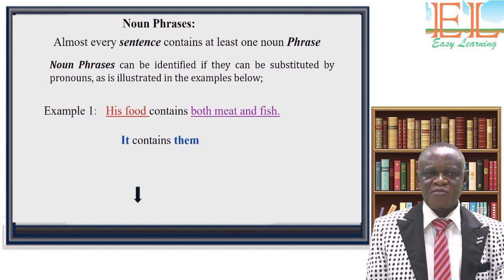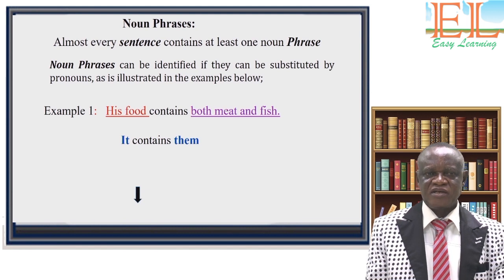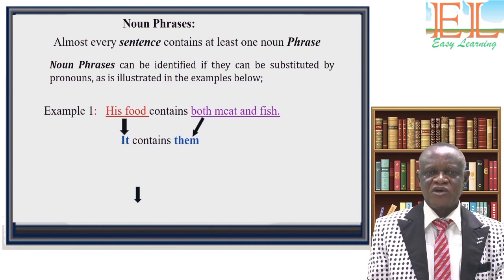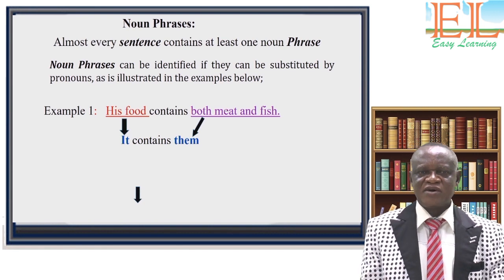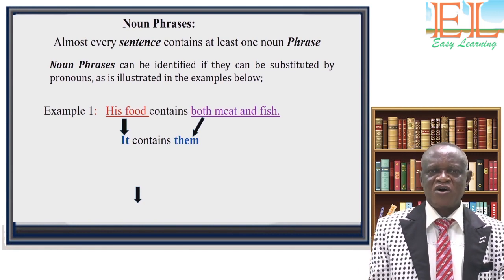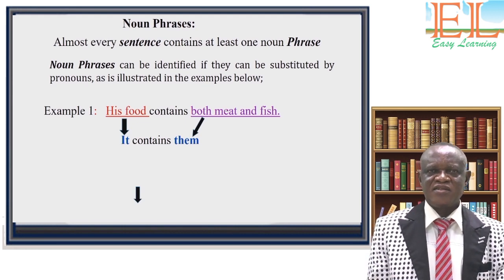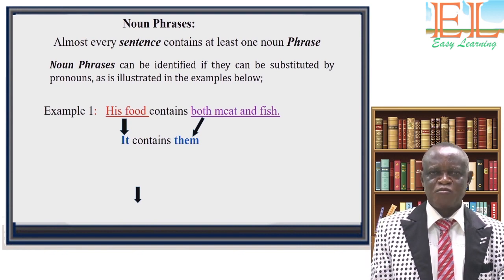So we have this example. His food contains both meat and fish. Can we replace the phrase his food with a pronoun? Yes, you are right. It. The pronoun it can replace the phrase his food. So it means that his food is a noun phrase. Both meat and fish, what pronoun do you think can replace both meat and fish? Excellent. Them. Yes. So the sentence now becomes, it contains them.